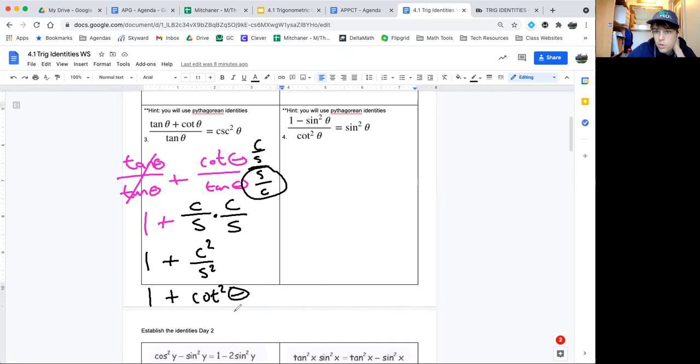Well, fortunately for us, this expression right here is involved in one of our Pythagorean identities. 1 plus cotangent squared theta is equal to cosecant squared. So I can simply replace this with cosecant squared theta. That is one of the forms of the Pythagorean identities. And we have demonstrated now that the left-hand side of this identity is algebraically equivalent to the right side, thus establishing the identity.